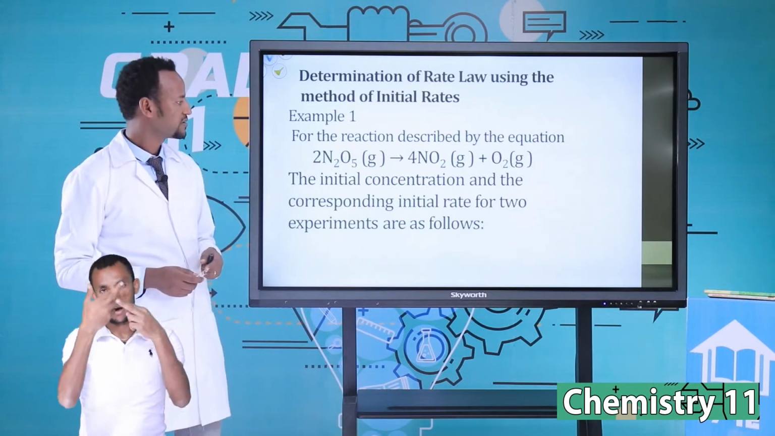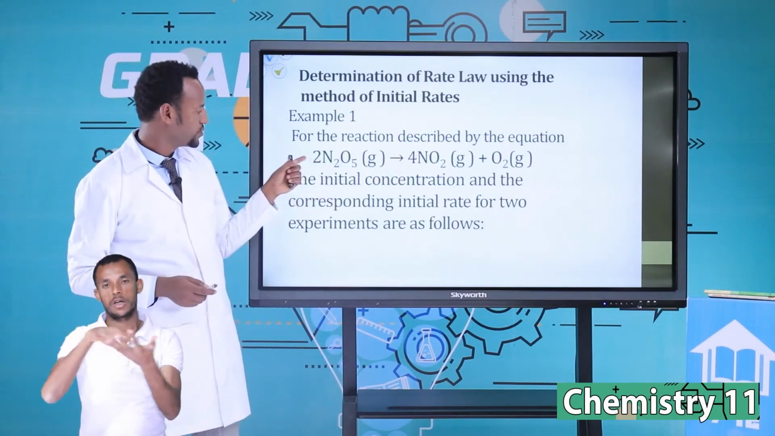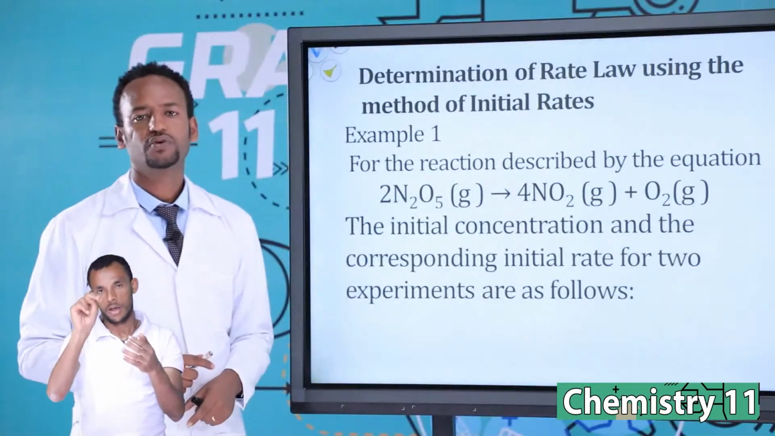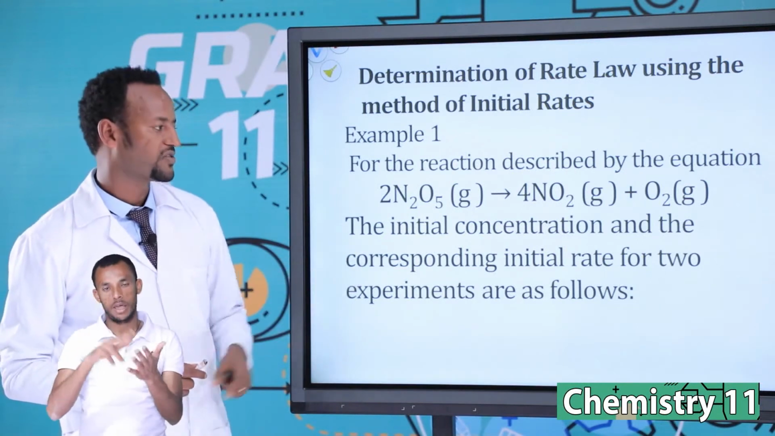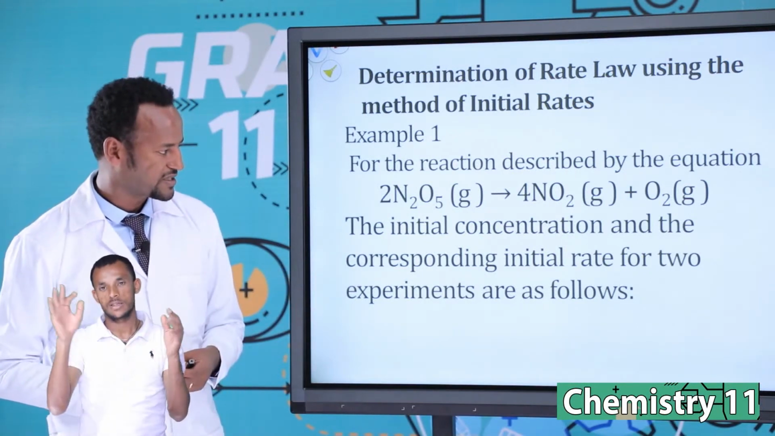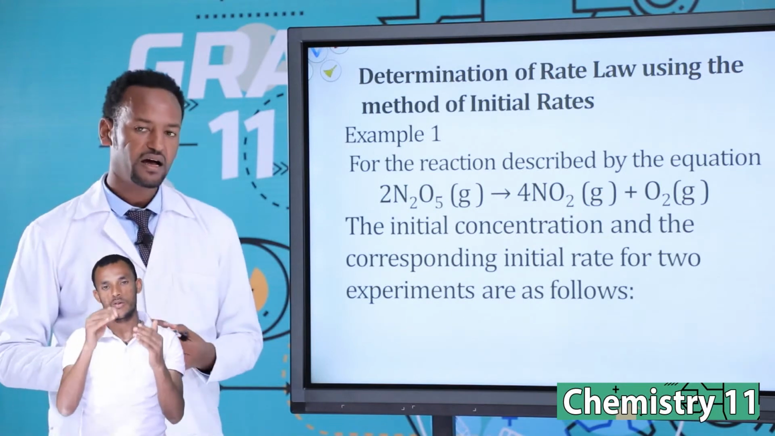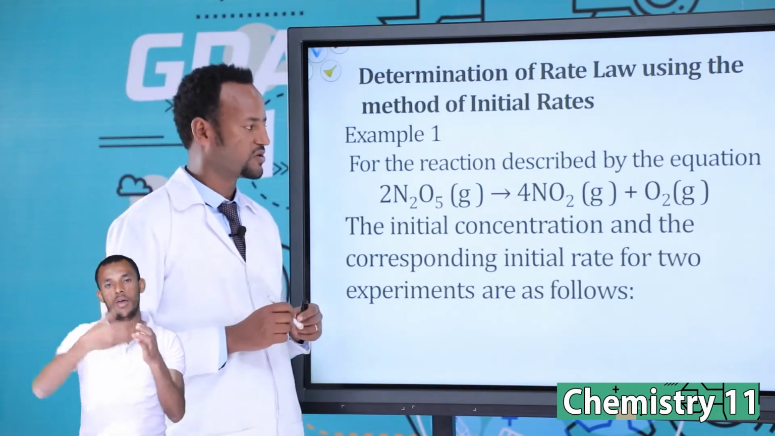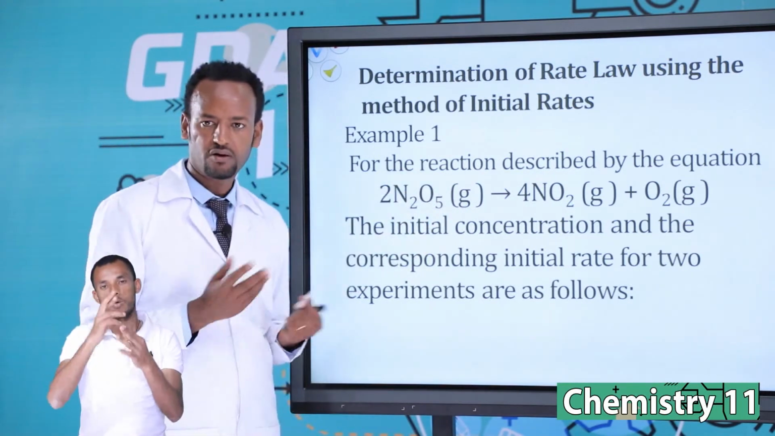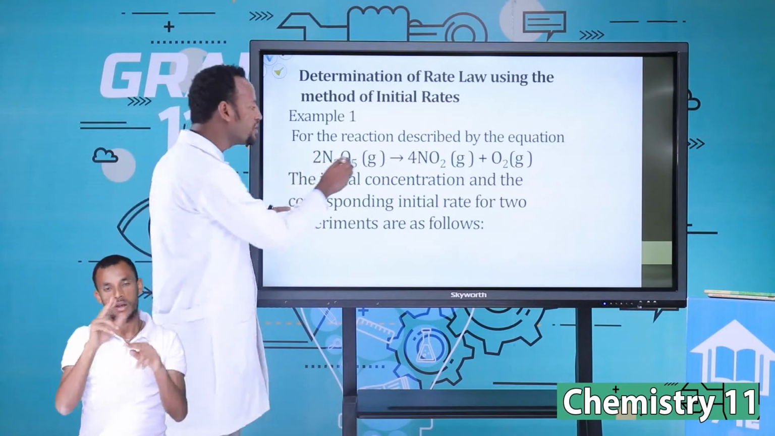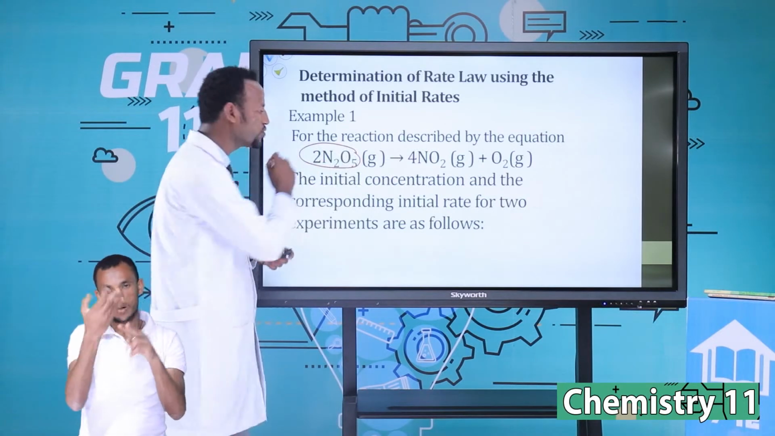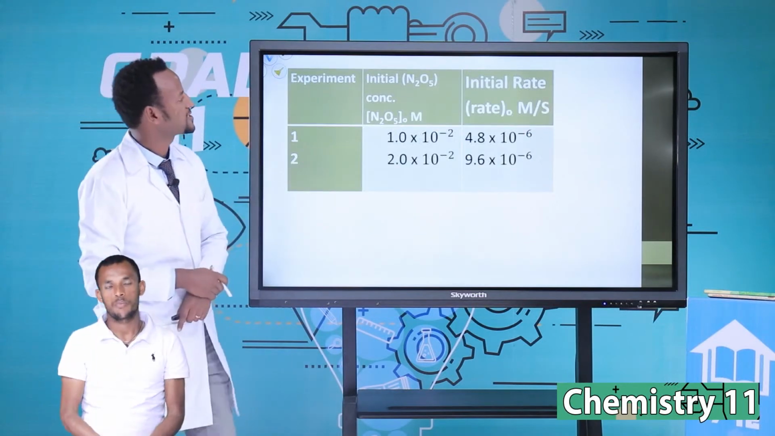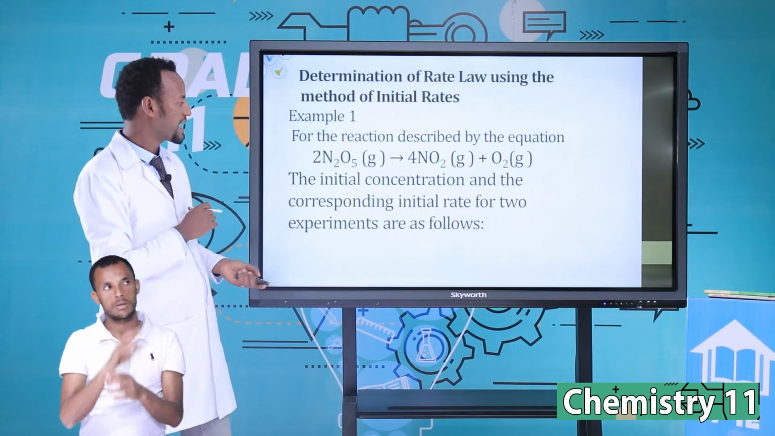Example 1. For this reaction, 2N2O5 gives 4NO2 plus O2. The initial concentrations and the corresponding initial rates for the two experiments are as follows. Please, students, in this case does the rate of chemical reaction depend on the product or the reactant? Already it depends only on the concentration of N2O5. The experiments are given. Look at this experiment. Already you know the reaction.